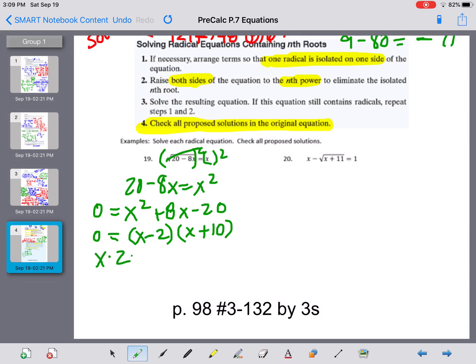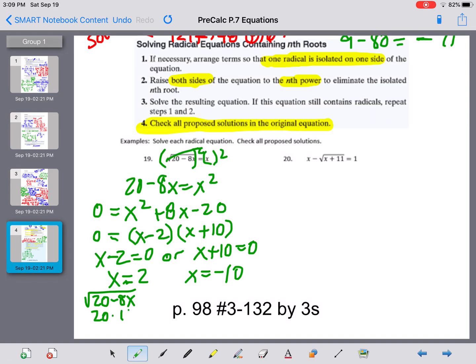X minus 2 equals 0, or x plus 10 equals 0. So x equals 2 or x equals negative 10. Okay. We always do a double check before we put our answer in here. So if you think about it, the square root of 20 minus 8x. I plug in 2, 20 minus 16. I get the square root of 4. Does it equal 2? Yes, we're good, okay?